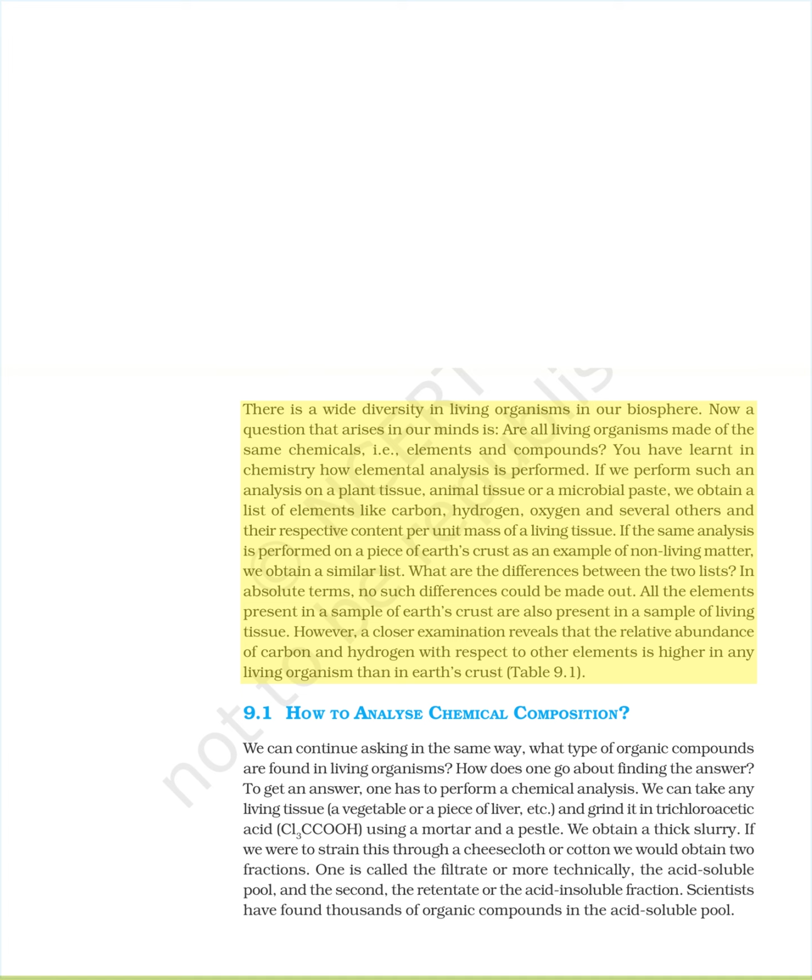If the same analysis is performed on a piece of Earth's crust as an example of non-living matter, we obtain a similar list. What are the differences between the two lists? In absolute terms, no such differences could be made out. All the elements present in a sample of Earth's crust are also present in a sample of living tissue. However, a closer examination reveals that the relative abundance of carbon and hydrogen with respect to other elements is higher in any living organism than in Earth's crust. Table 9.1.